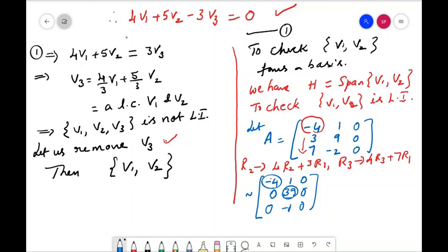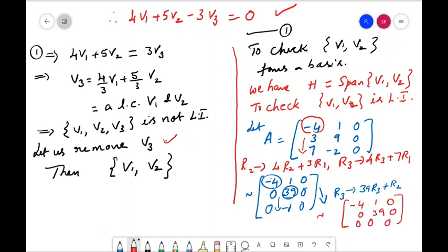Still I have to make the 0. So what do I do? The next step, from here this is the pivot position, I have to make these zeros. For R3 I will take 39 times R3 plus R2. So this matrix will be transformed to minus 4, 1, 0, and then 0, 39, 0, 0, 0, 0. So let us mark pivot positions. This is pivot and this is pivot.